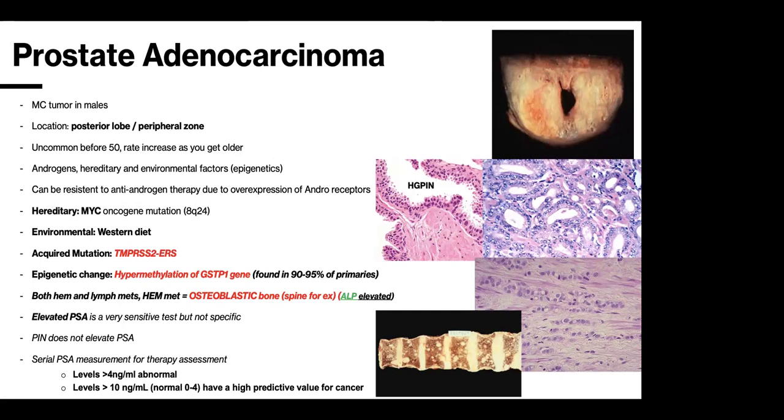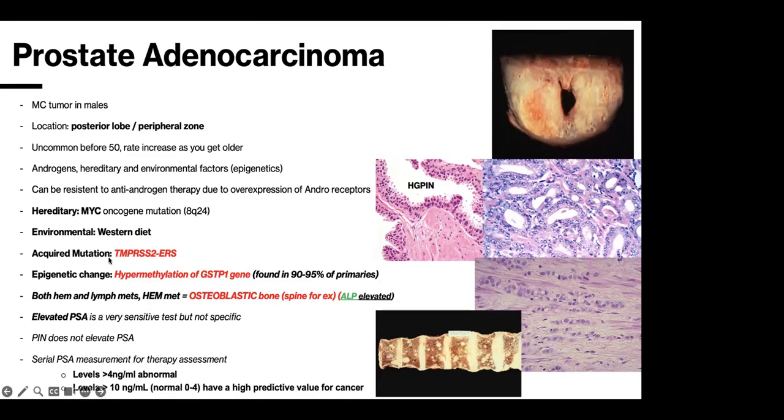The hereditary association has to do with the MYC oncogene in the position 8q24. Remember the MYC oncogene? Environmental factors, like a more Western diet, an American diet, could also increase prostate adenocarcinoma risk. Asians, like our people, or Arabs, our people, we have a good variety of diet, so we're cool. But the more Western our diet becomes, the more health issues we're having.